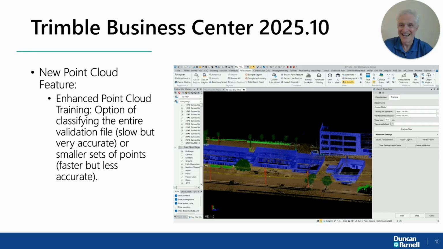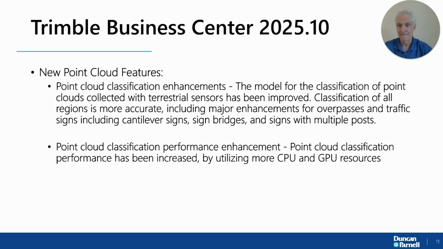Now on to the next one, enhanced point cloud training. You now have the option of classifying the entire validation file, which is slow but very accurate, or they've added a feature where you can do smaller sets of points, which is faster, a little less accurate, but it allows you to train models a lot faster using smaller sets of points.